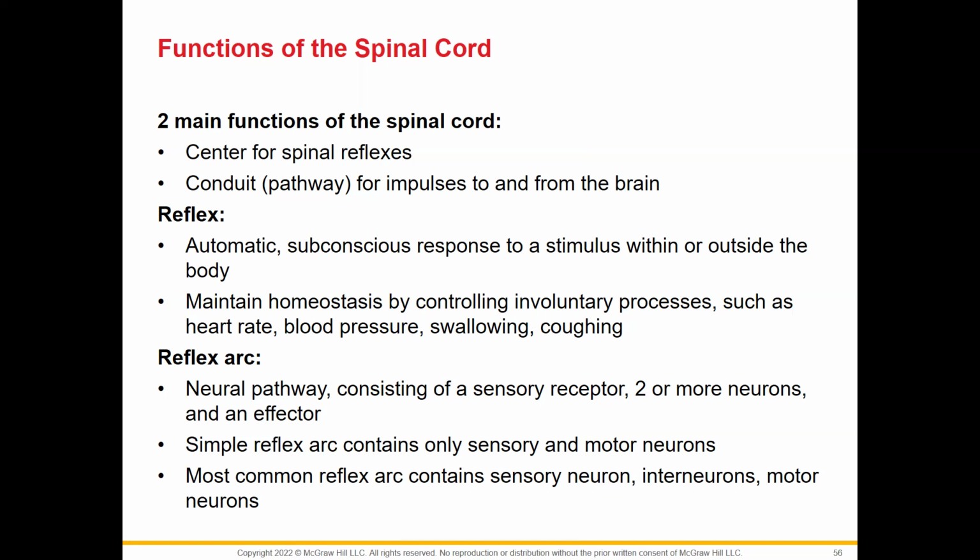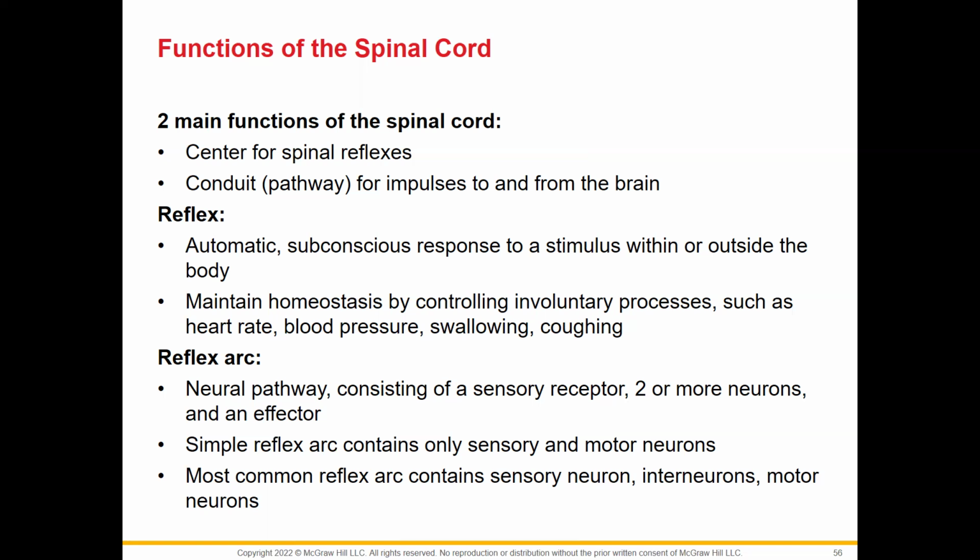The spinal cord receives all of this information from the periphery and brings it up, or it takes information from the brain after it's been processed and interpreted, and sends it back down to the body parts through the spinal cord.